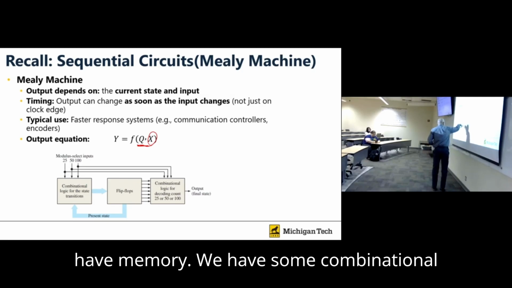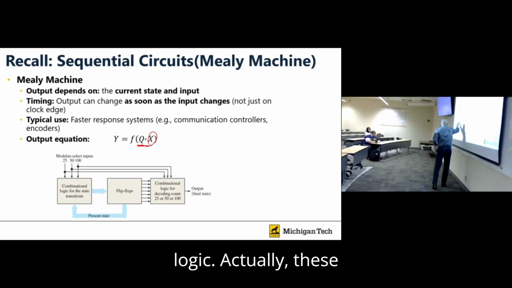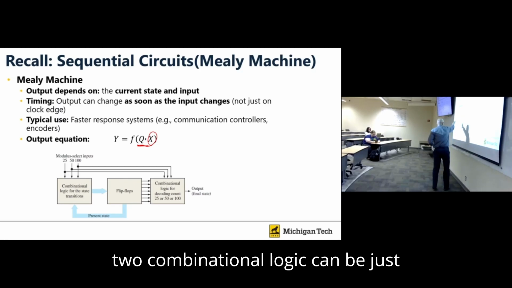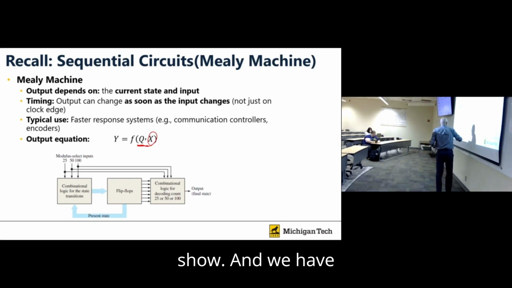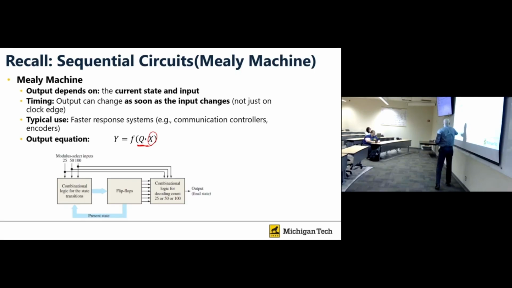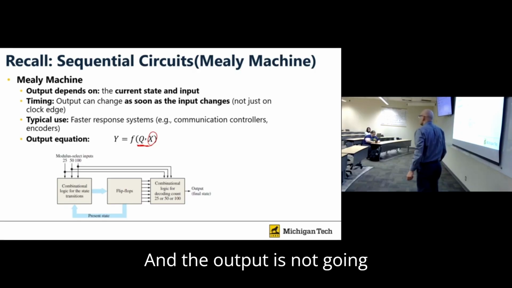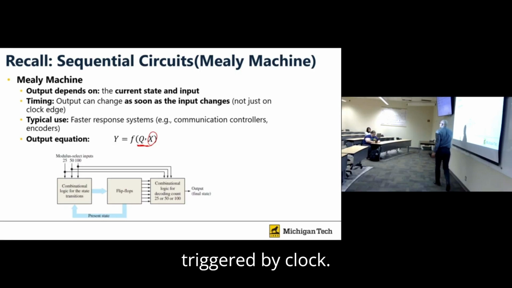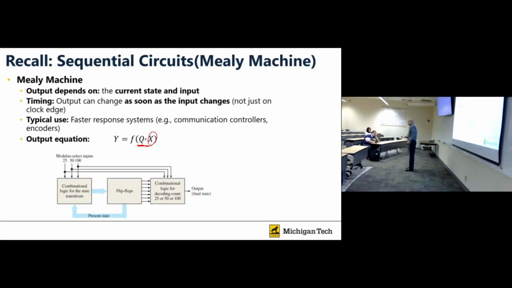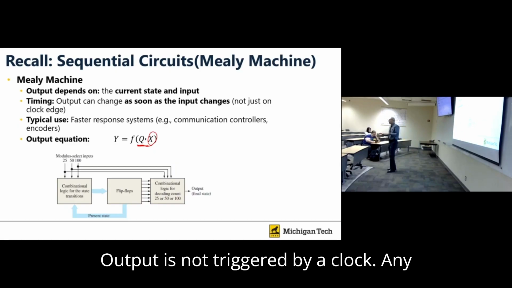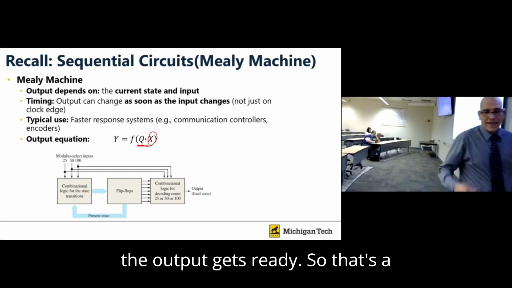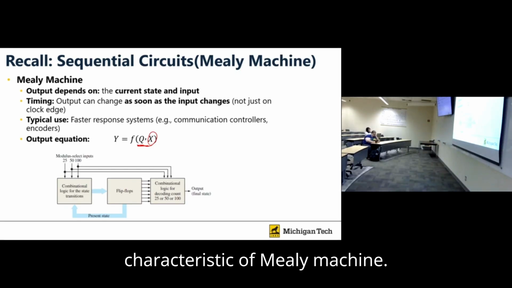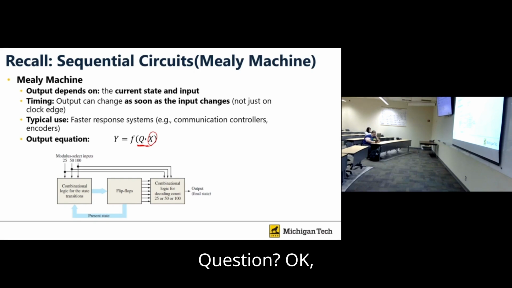So as you can see, we have memory. We have some combinational logic. Actually, these two combinational logic can be just one part, but we put it in two parts to show. And we have some inputs. And the output is not going from flip-flop. So it means it's not triggered by clock. The output is not triggered by clock. Anytime input changing, make decision. The output gets ready. So that's characteristic of Mealy machine. Question?